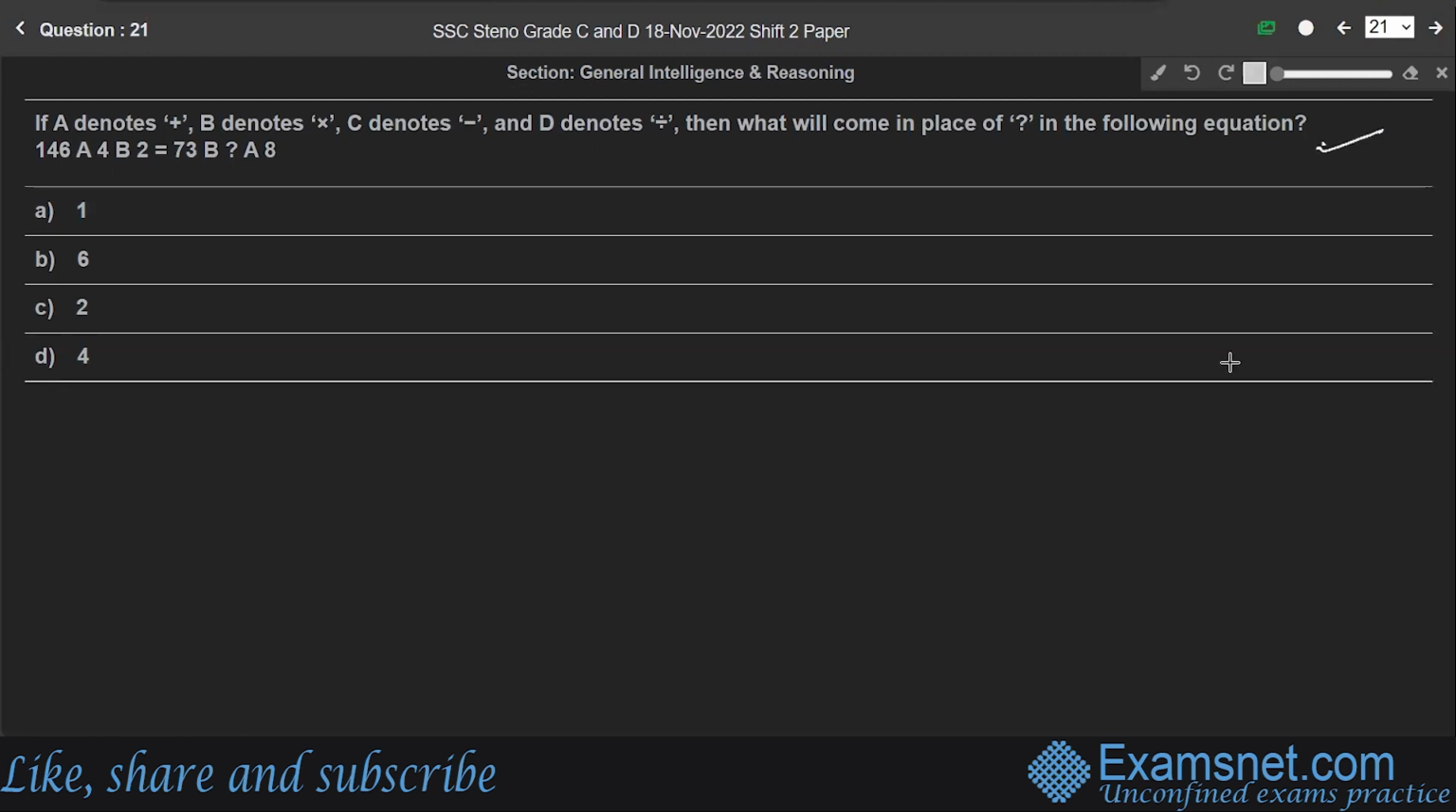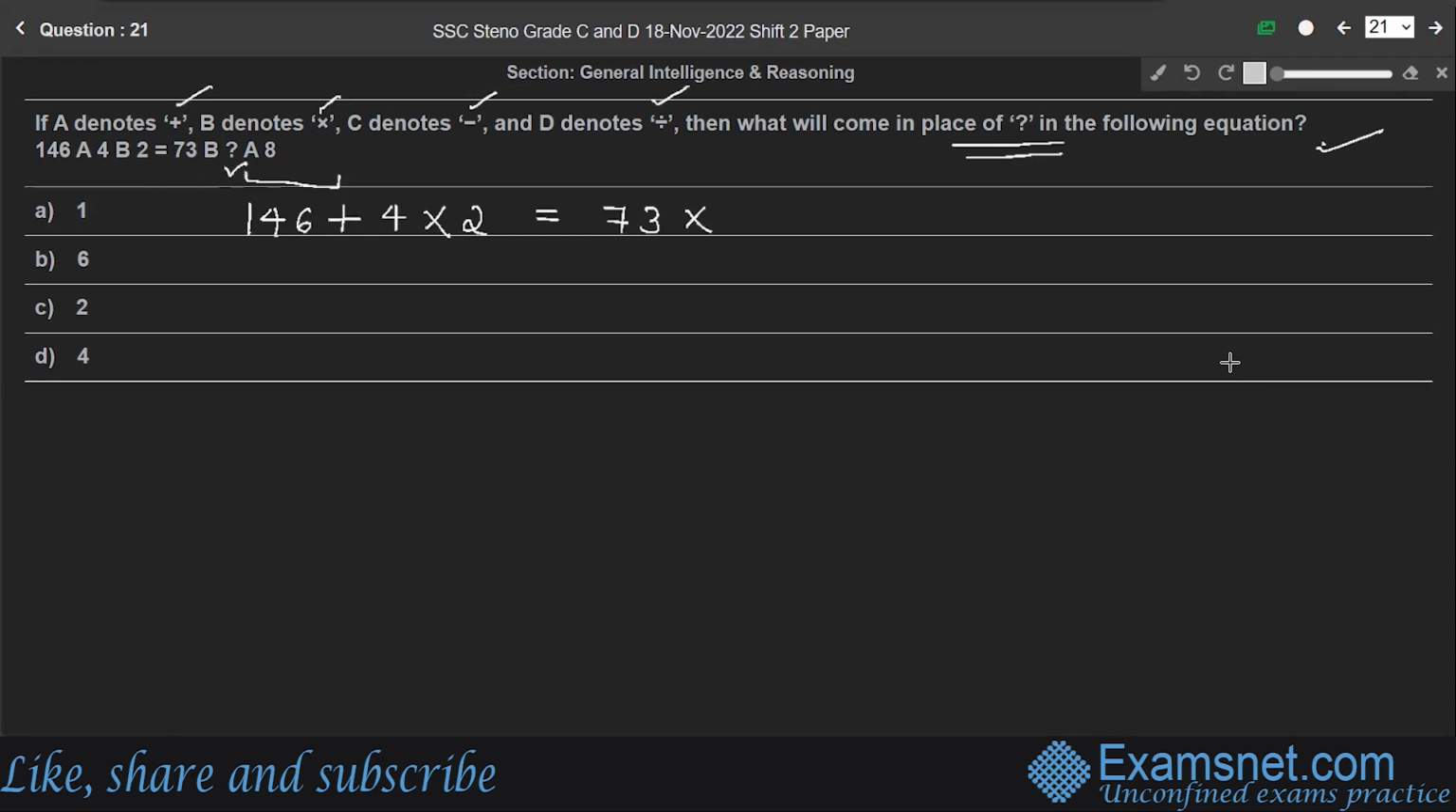Question 21. If A denotes plus, B denotes into, C denotes minus and D denotes divided by, then what will come in place of the question mark in the following equation? So the given equation becomes 146 A, A denotes plus, right? 4 B, B denotes into 2, right? So is equal to 73 B, B denotes into, right? Next we have a question mark.